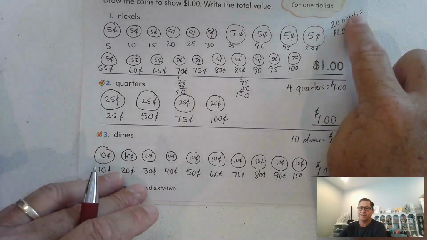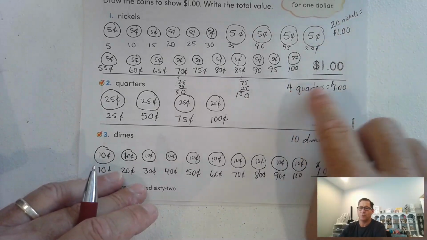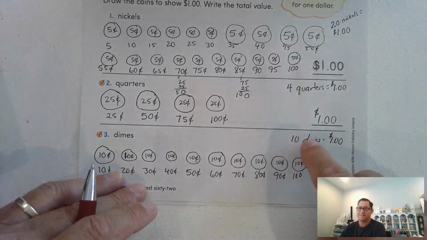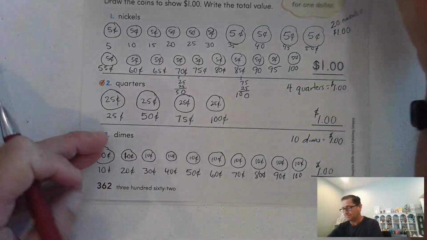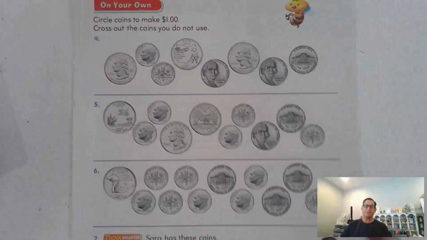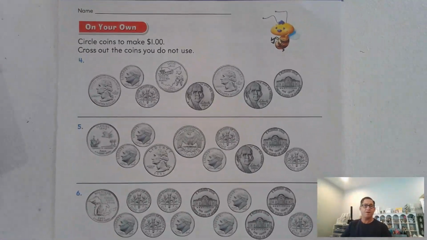Okay, so it takes 20 nickels to get to 100. It takes 4 quarters to get to 100. It takes 10 dimes to get to 100. All right, let's look at the last page for this lesson. The next page is our mid-chapter checkpoint. So, all right, circle coins to make a dollar or 100 cents, right?